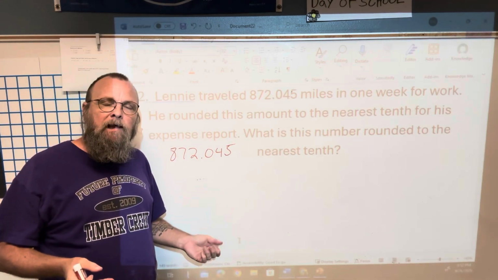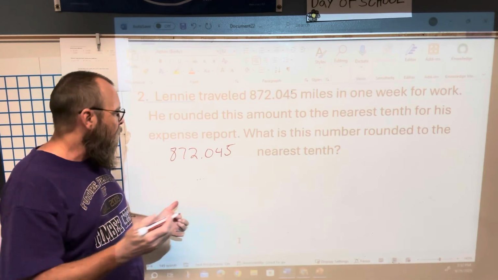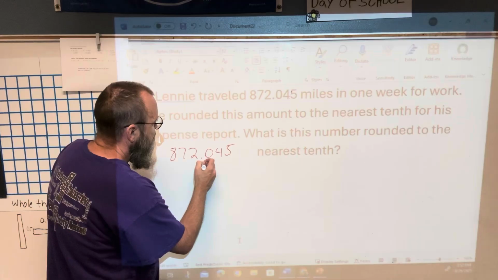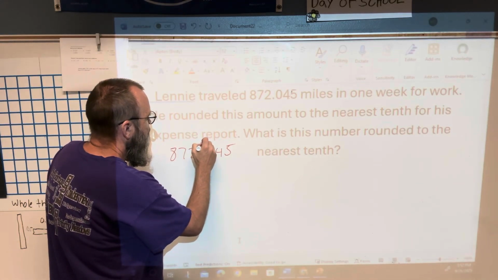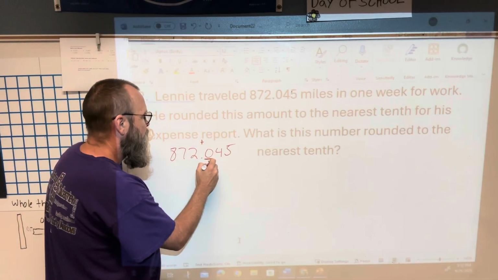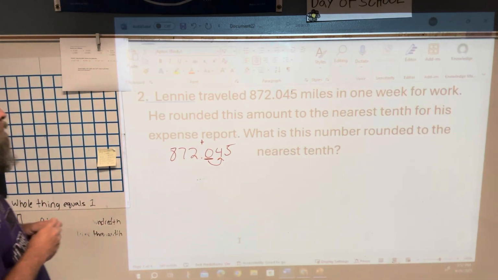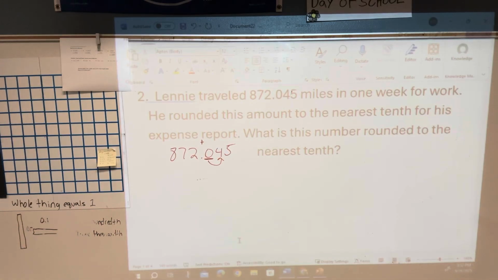I have a place value chart in my journal, and obviously this is going to be the place. I'm either going to add 1 or 0 to this, and I can tell by looking behind it. If the number behind it is 5 or greater, I would add 1 to the tenths place, which is my 0. If it's 4 or less, I would add 0 to my number.